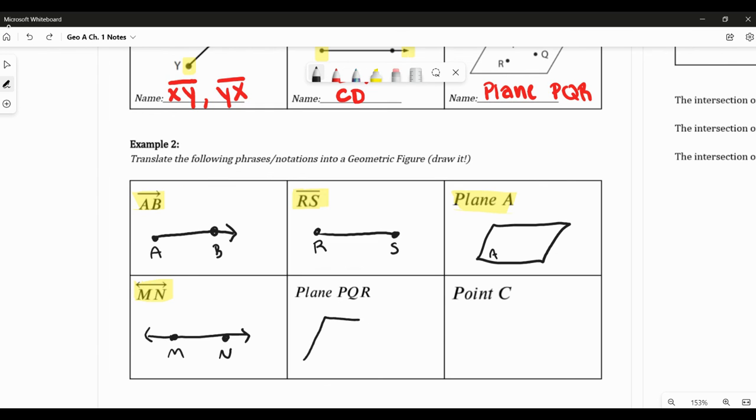All right, my one right here, plane PQR. So I'm going to draw my parallelogram to represent a plane. And since I've got P, Q, and R on here, I need to have 3 points.